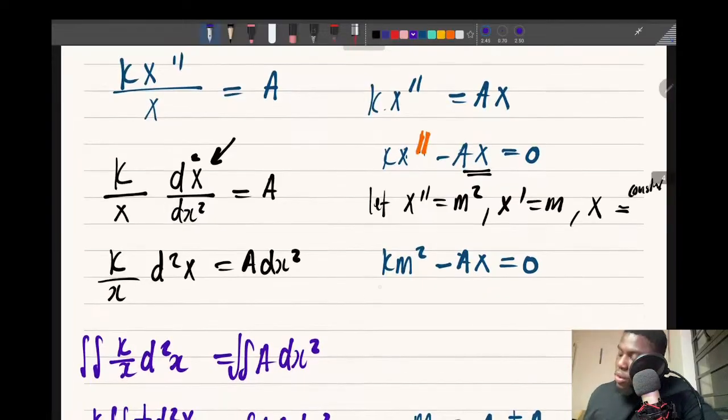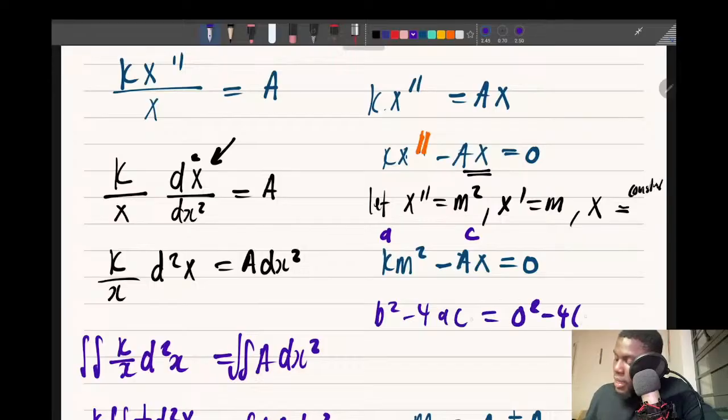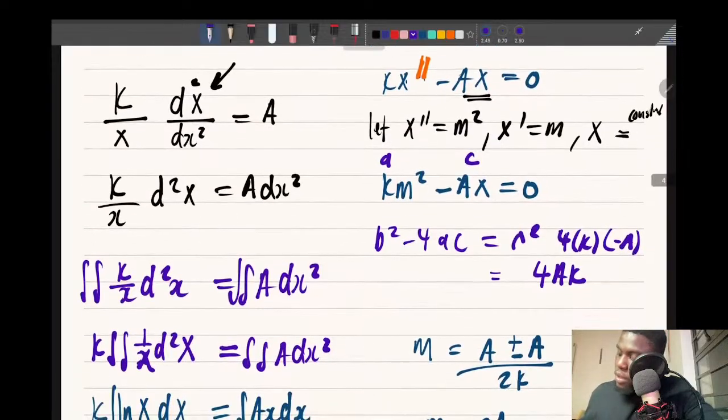So you'd say, now what would it be now? This is going to be my a, this is going to be my c. So b squared minus 4ac is actually 0 squared minus 4 by a by k by c, that is negative a. So it would actually be negative, it would be 4ak. So it's 4ak. That's going to be my b squared minus 4ac.